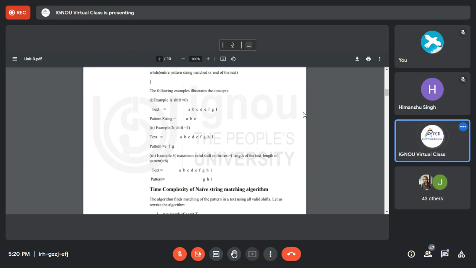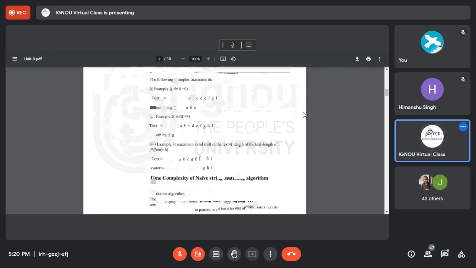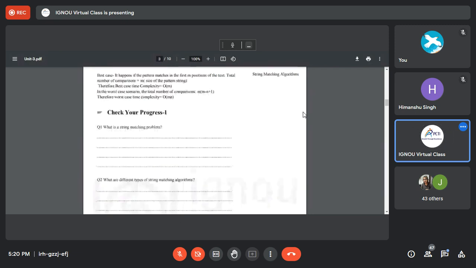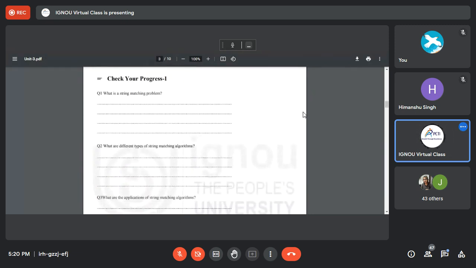Here, we have to find the pattern E, F, G. So it is shifted to the 4th place. After the 4th place, we got the matching string. In example 3, the maximum valid shift in the text is equal to the length of the text minus the length of a pattern. So m times n is the complexity for the brute force algorithm.